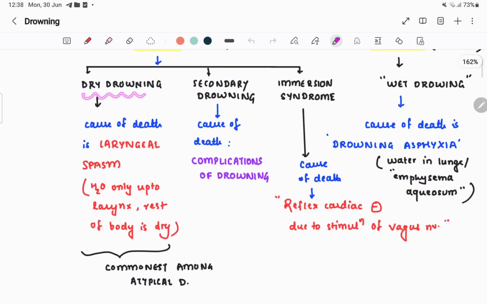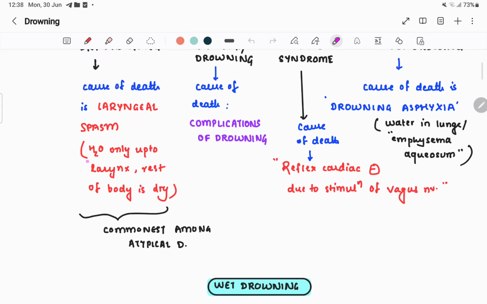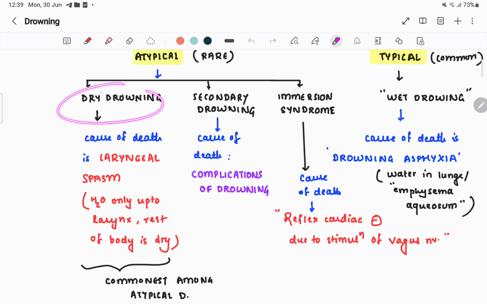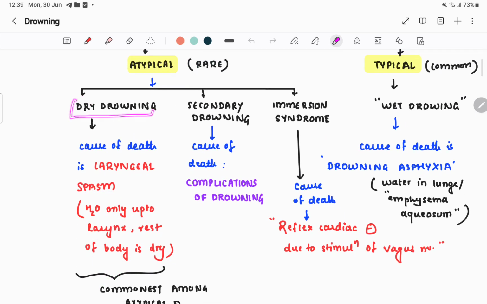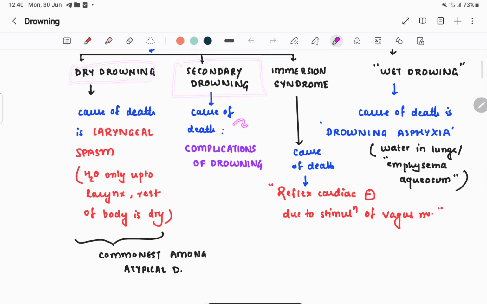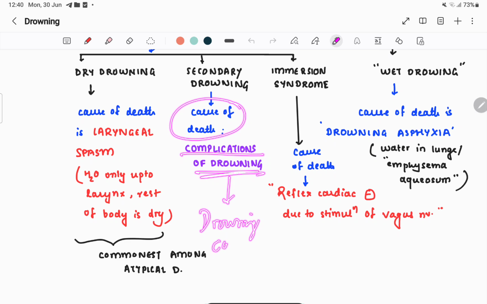Dry drowning: cause of death is laryngeal spasm. Water has only moved up to the larynx, the rest of the body is dry. Dry drowning is the commonest among atypical drowning. Secondary drowning means the cause of death is a complication of drowning. The person is not dying of drowning, the person is dying of drowning complications.